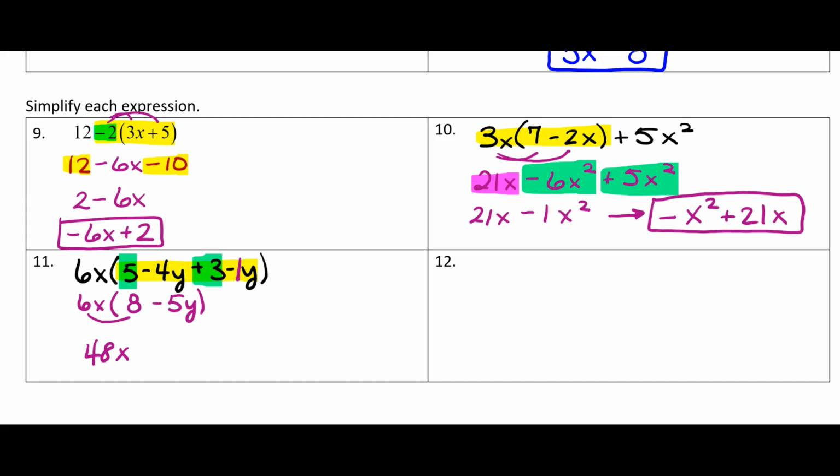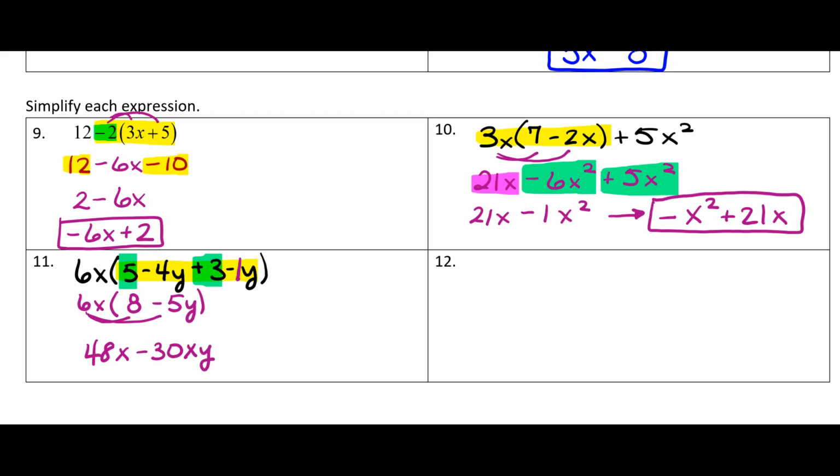6x times negative 5y. So this is a little tricky. 6 times negative 5 is negative 30. The key here is not to forget a variable. We have an x and we have a y. So all we have to do is write x and then y. And that's it. It's not x squared, it's not y squared, it's x and then y.